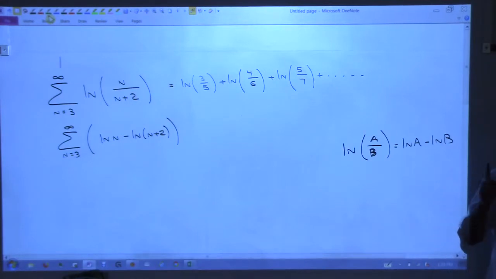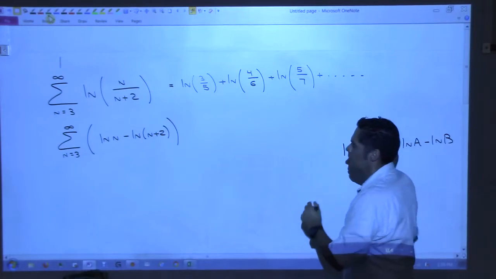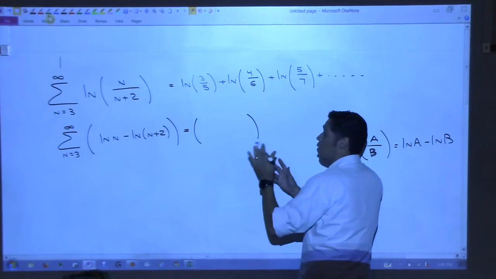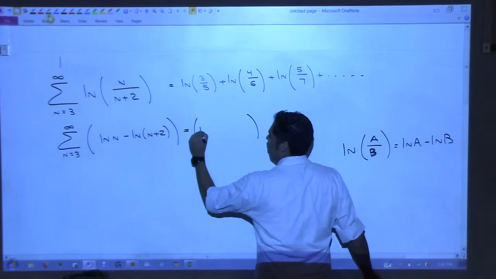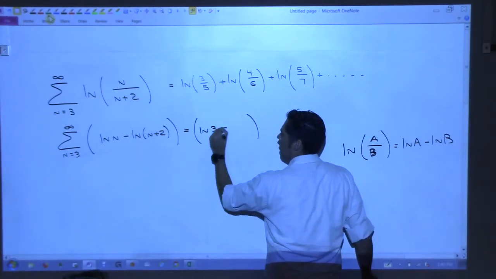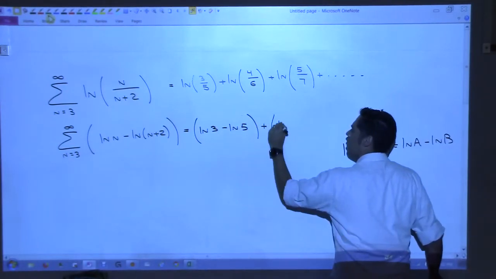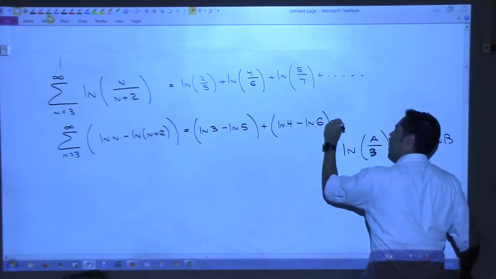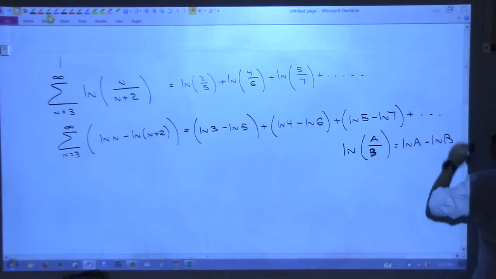And then as you start plugging in your values of n, you're going to get 2 pieces each time, aren't you? What would happen if I start out with n is 3? My first piece would be natural log of 3 minus natural log of 5, right? And then the next one would be plus natural log of 4 minus natural log of 6, and then plus natural log of 5 minus natural log of 7, and so on and so forth, right? And do you see the cancel? Do you see where it's going to happen?